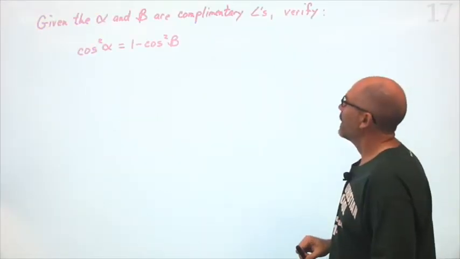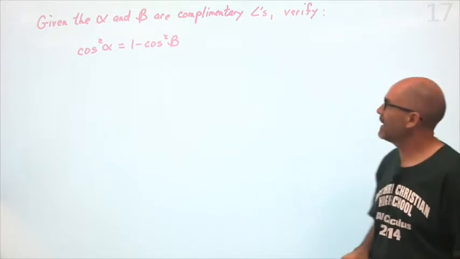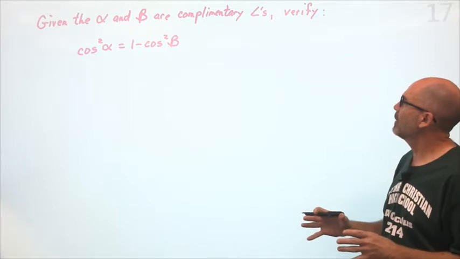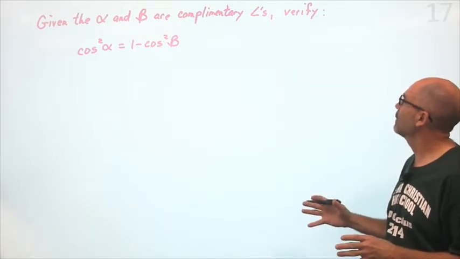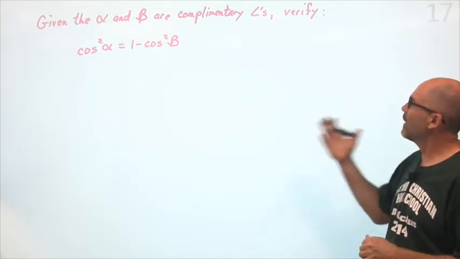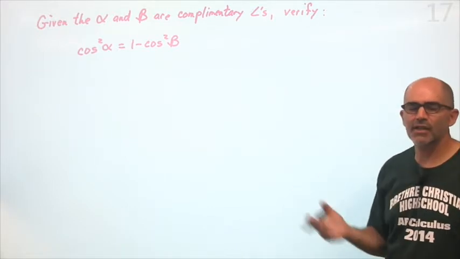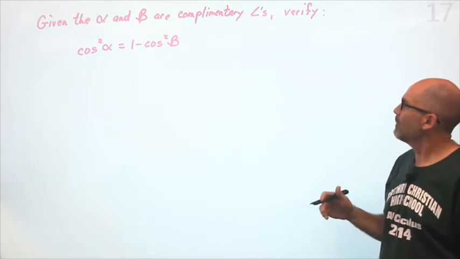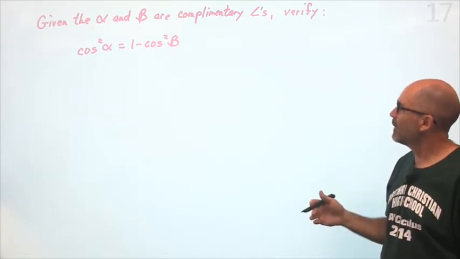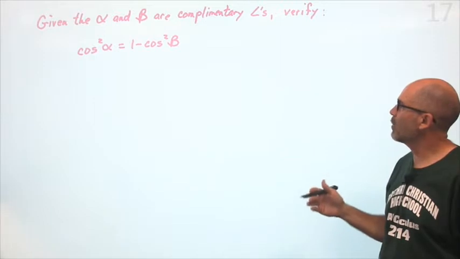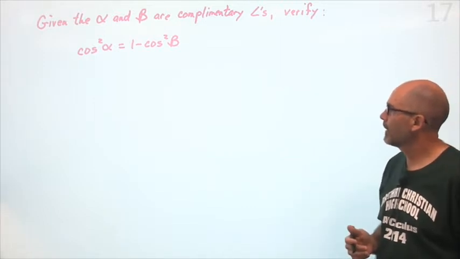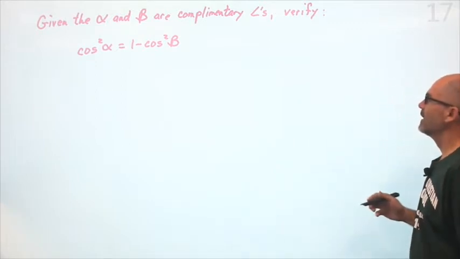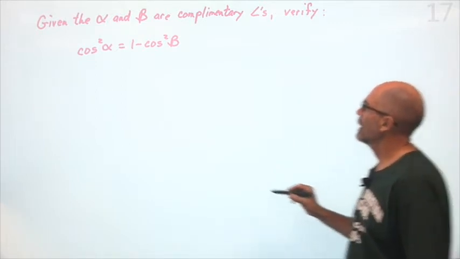Okay, one last game here, and that is we're going to be given that alpha and beta are complementary angles. So we need to verify these identities, just like we did last section. Okay, so we need to verify that cosine squared alpha equals 1 minus cosine squared beta.